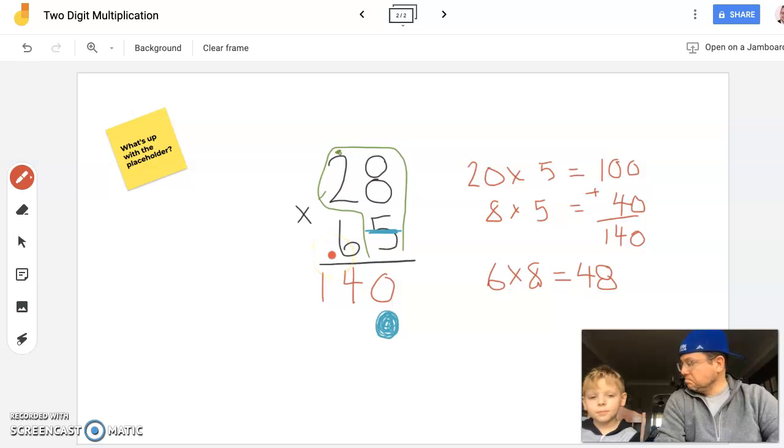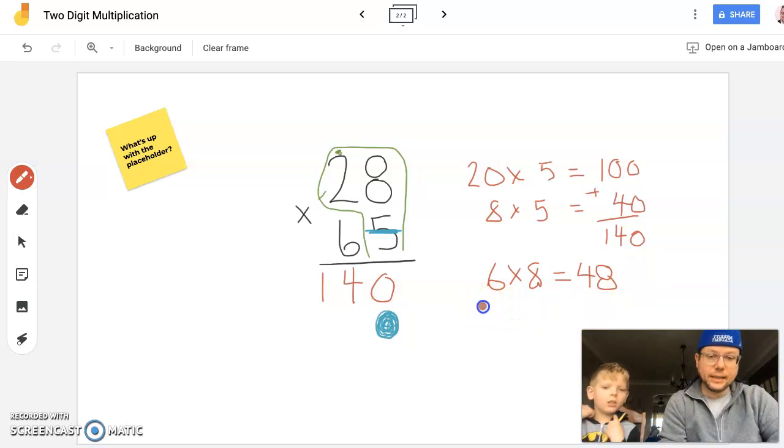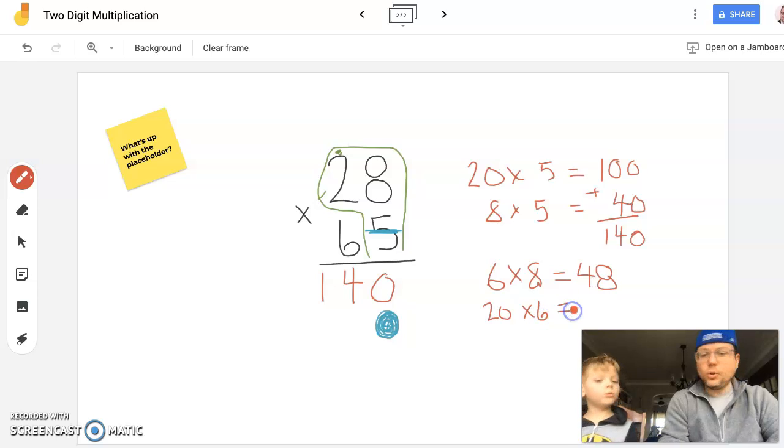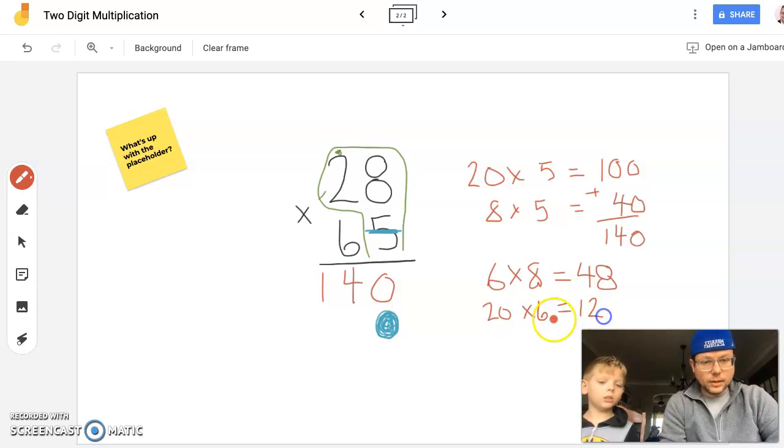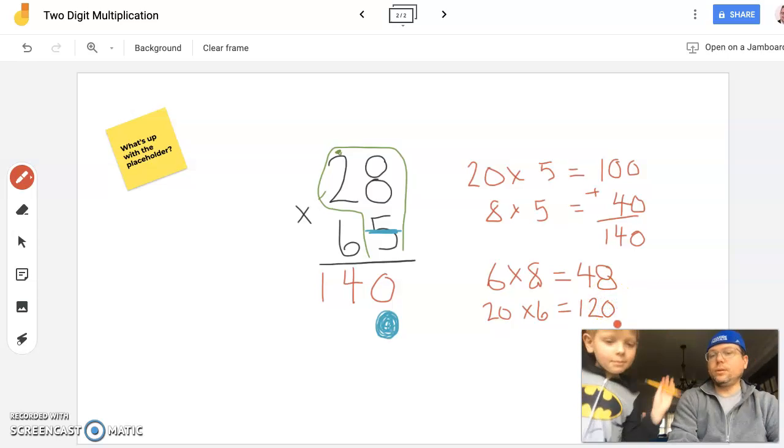What's left to multiply? 2 times 6, but this isn't just 2, is it? It's 20. It's 20 times 6, which equals 120, because we do 6 times 2 and then put the 0. There we go. So what's left?